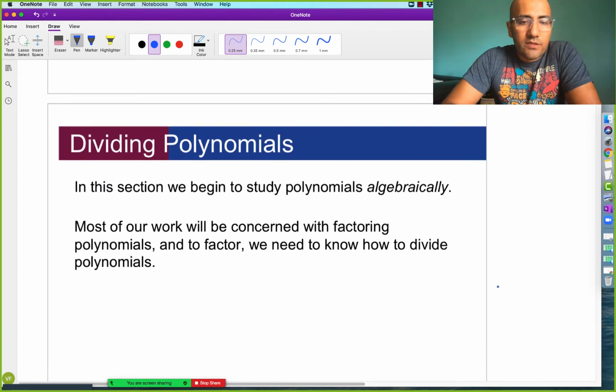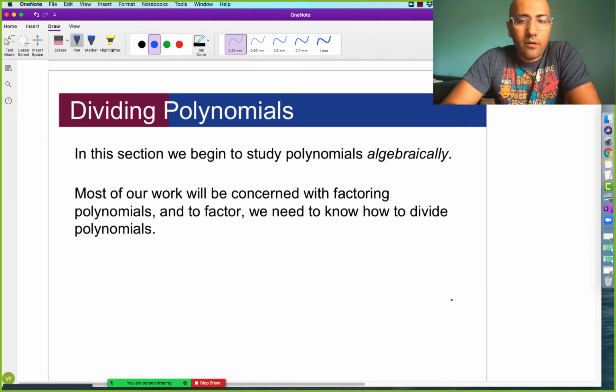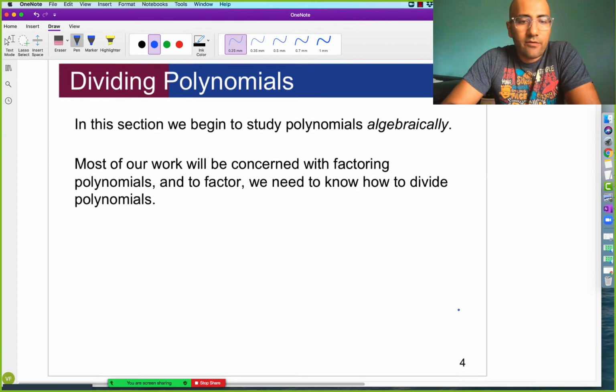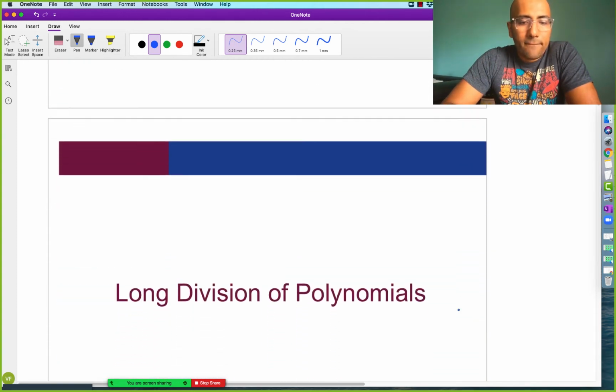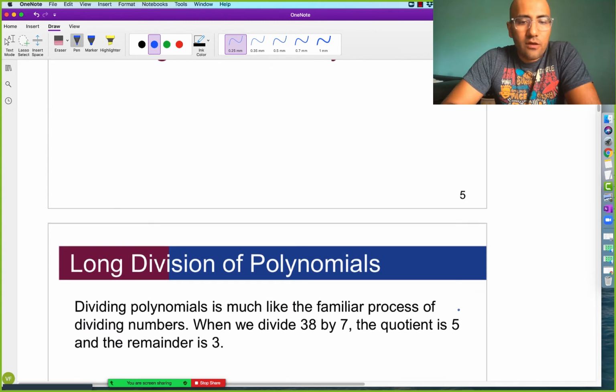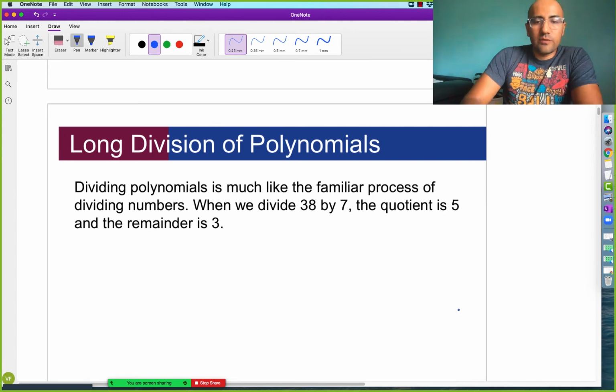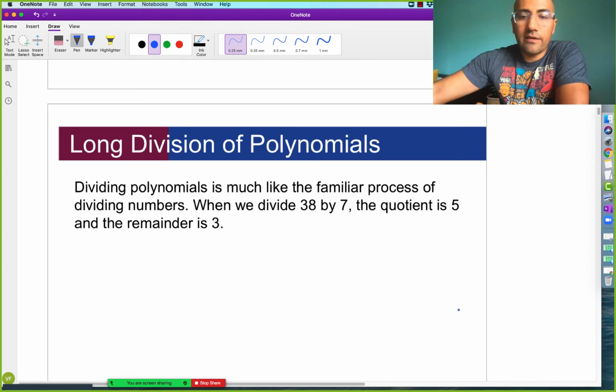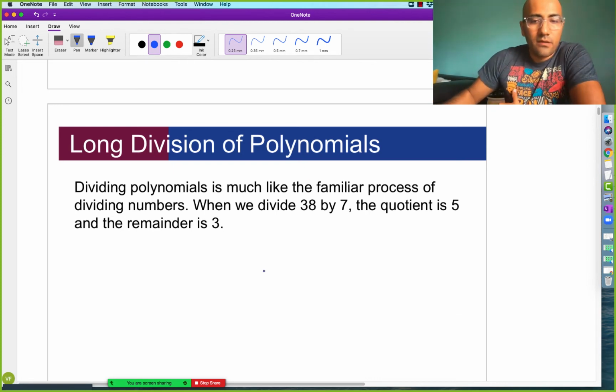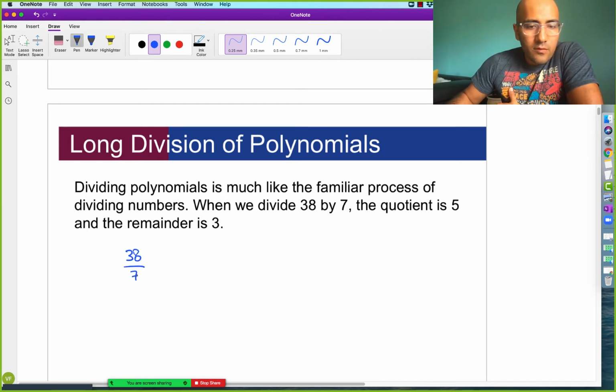Okay, so dividing polynomials. In this section, we begin the study of polynomials. Okay, so we have to factor polynomials. Let's begin with the long version, the long division of polynomials. And in order to study how we divide polynomials, we should review how we divide numbers in general. So if we had to divide 38 divided by 7, if we had to do it the old way, if you remember this, 38 divided by 7 in this style, then maybe we go over to this style.